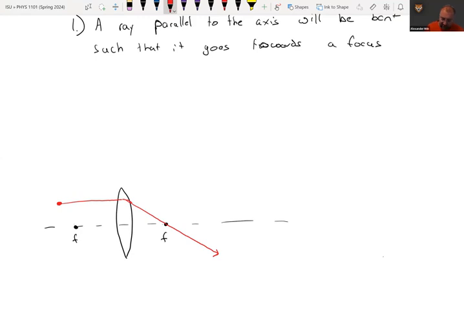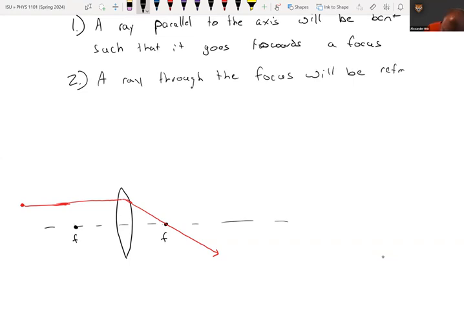Okay. Now that's the rule we've kind of already seen. But the second rule is that a ray, I'm actually going to back this point up a little bit, that doesn't really change anything, but with the next one it'll be easier. A ray through the focus will be refracted to parallel with the axis.